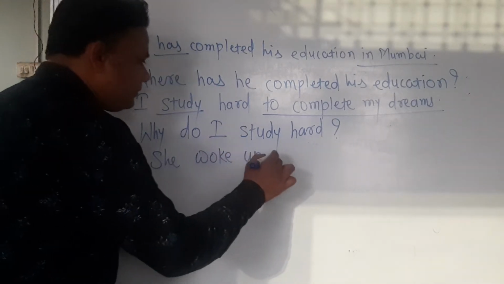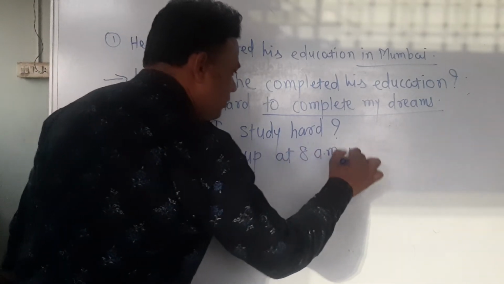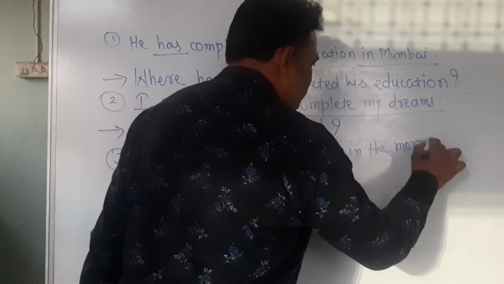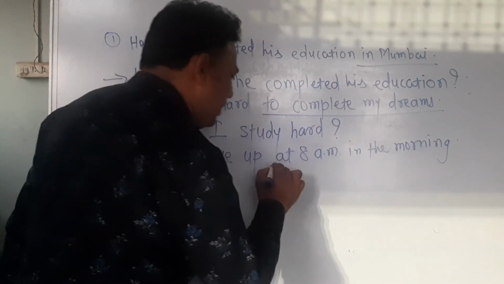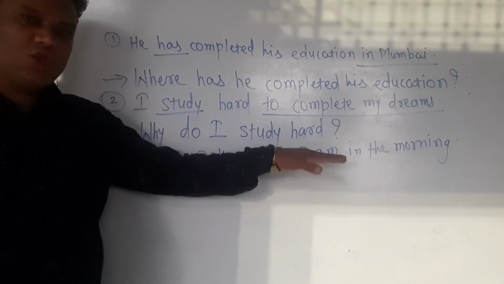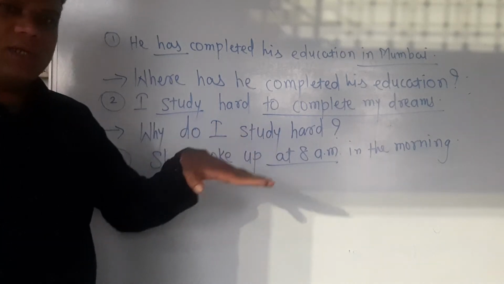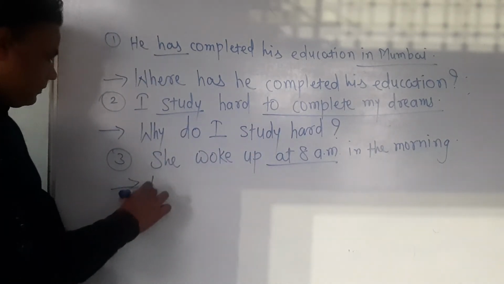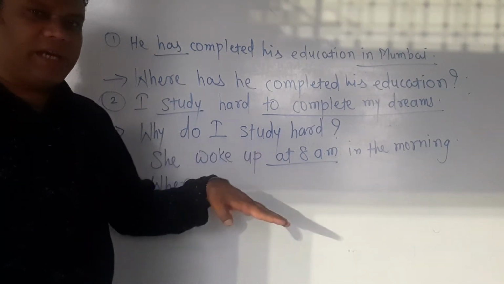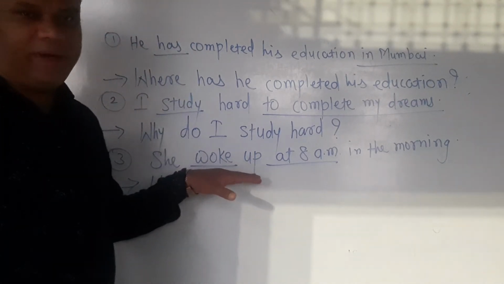She woke up at 8 a.m. in the morning. And here the underlined part is at 8 a.m. So the underlined part shows the time. And if the underlined part shows the time, then obviously we have to ask the question of when. Now here the helping verb is not present and the main verb is woke. Woke is the second form.